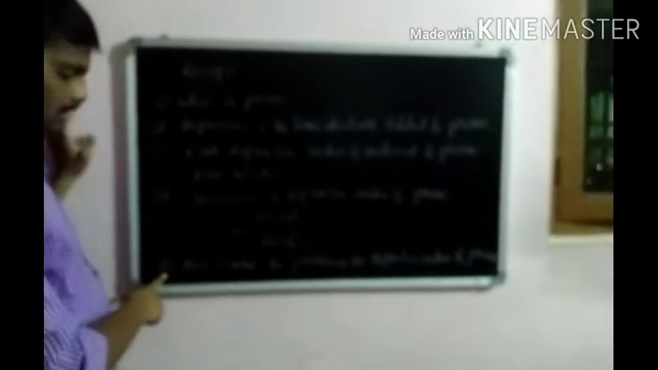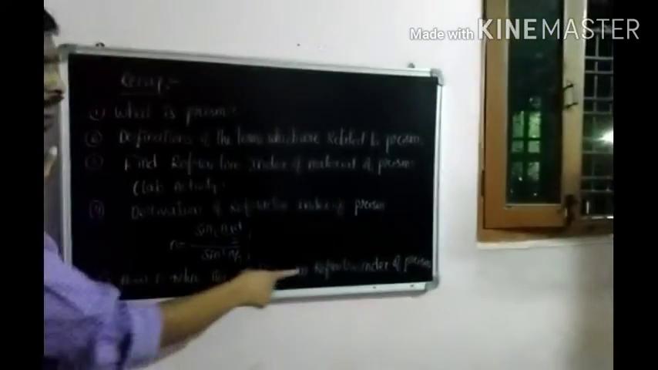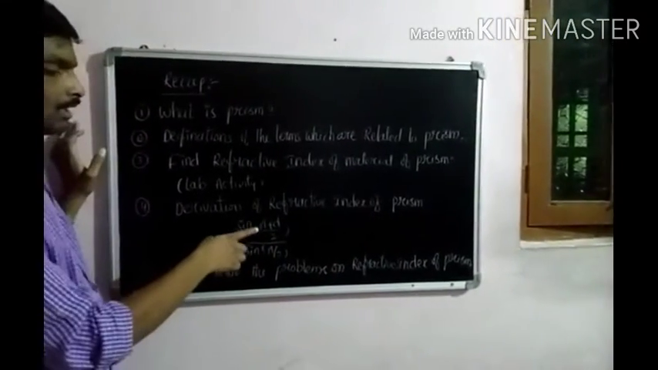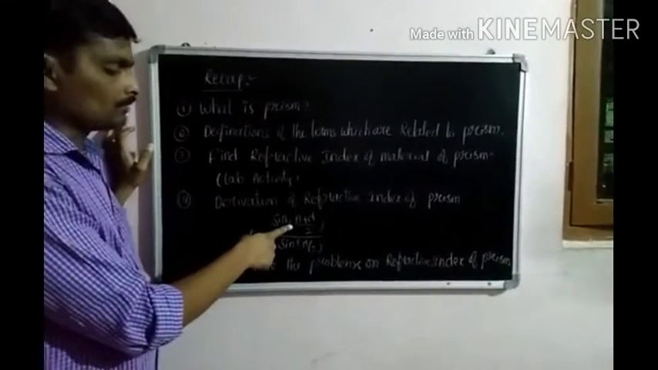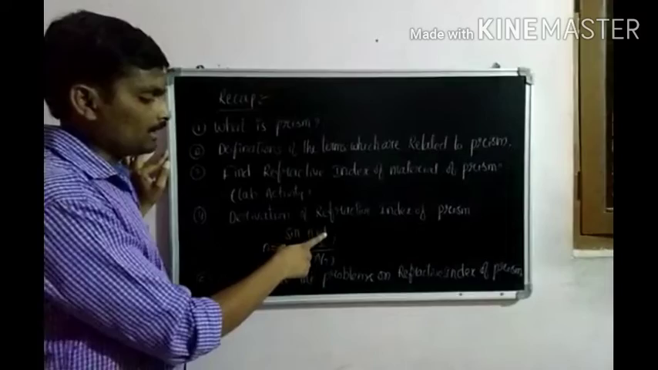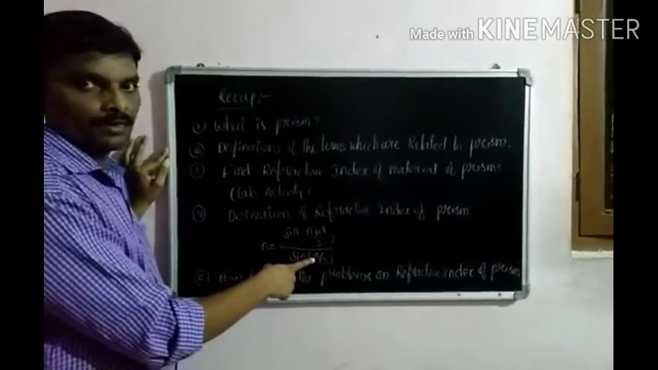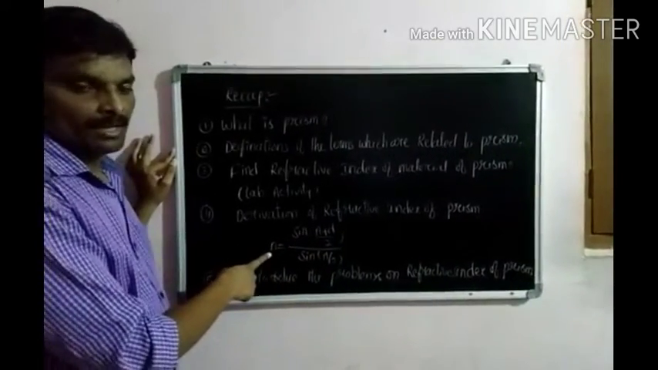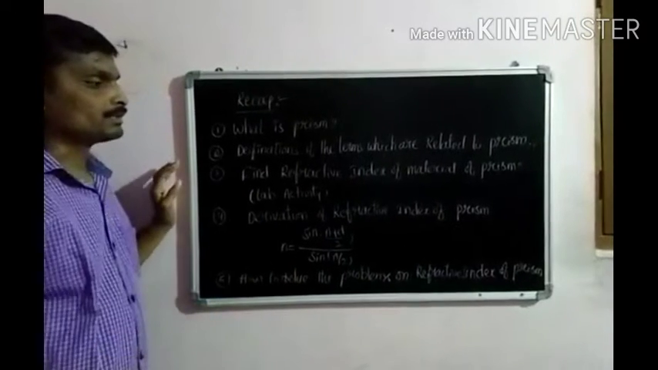And the last one is how to solve problems on the refractive index of the prism. In the problem, they will give the values of A and D. How can you find the refractive index of the prism? Yesterday we discussed all these things.